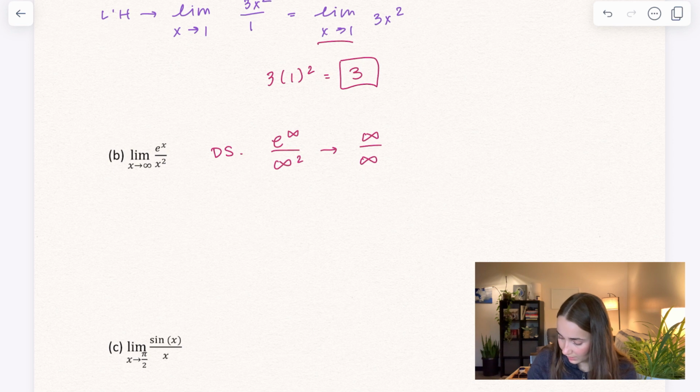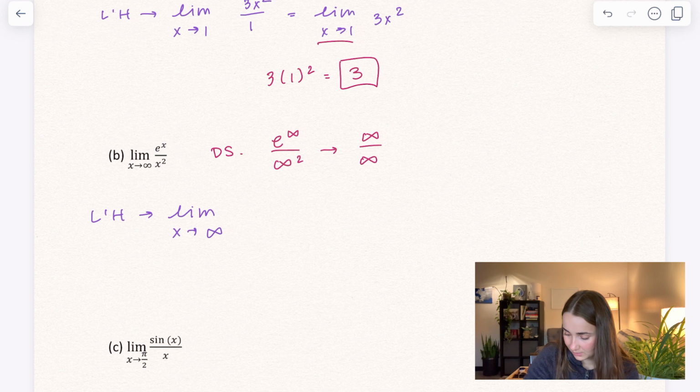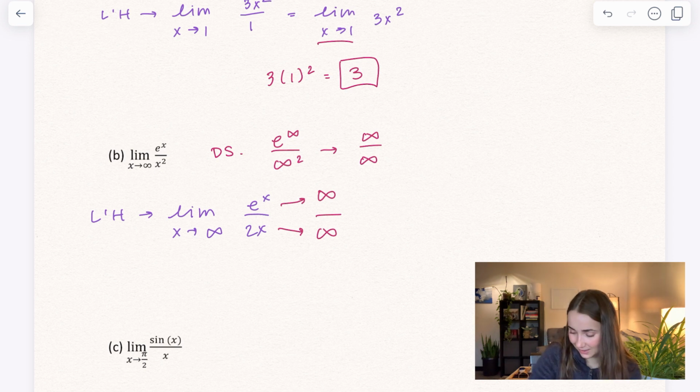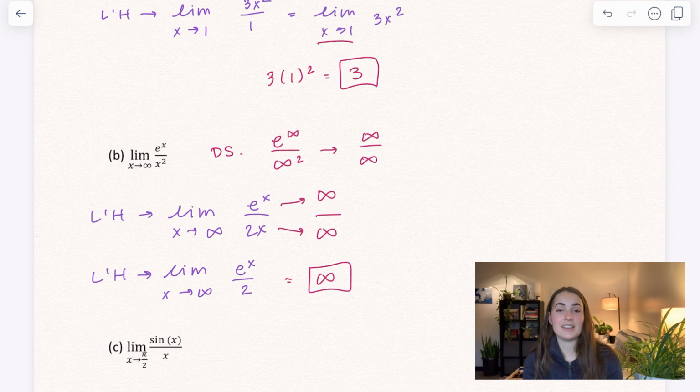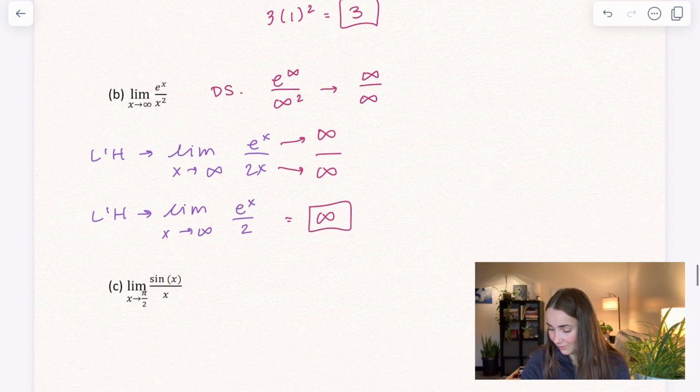So what we want to go ahead and do is use L'Hopital's. So here we get e to the x because that doesn't change, divided by 2x. And if we use direct substitution, we have the numerator is again approaching infinity, and the denominator is also approaching infinity. So we have another indeterminate form, and so here we can apply L'Hopital's again. And if we agree, when we use direct substitution, this is just going to be infinity, right? Because e to the infinity is infinity. Infinity divided by 2 is infinity. So there we have our solution.